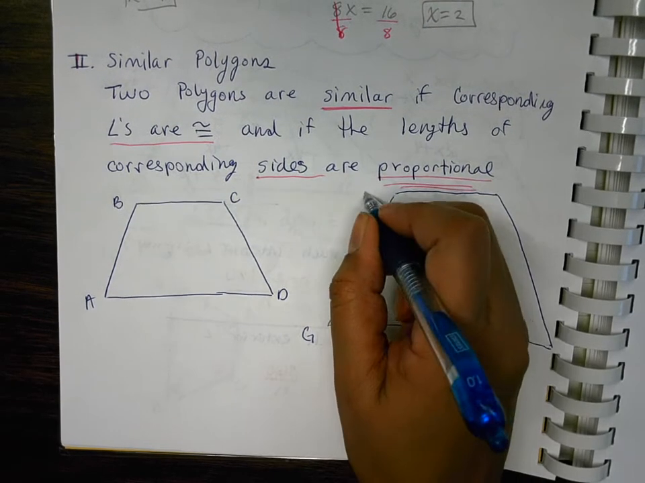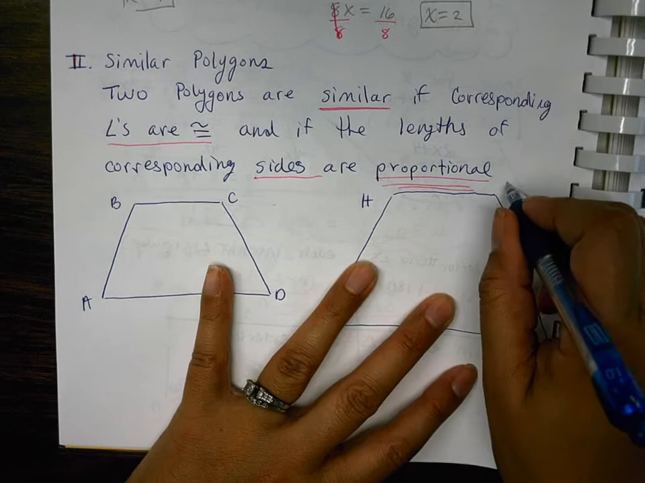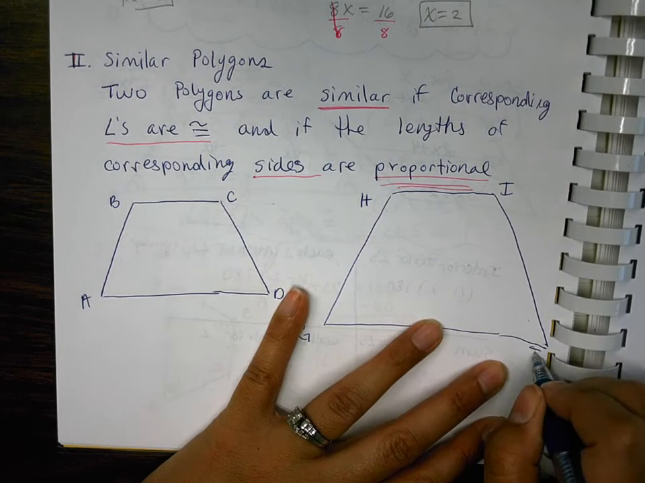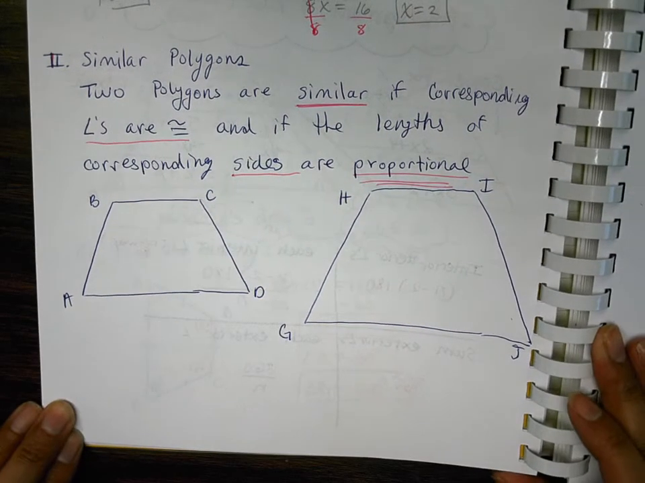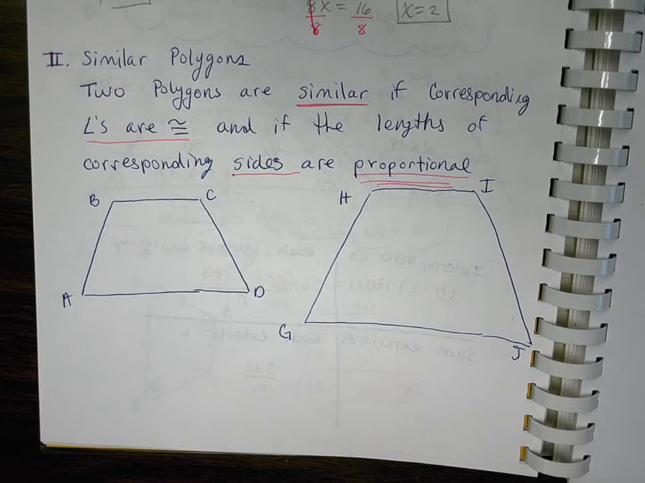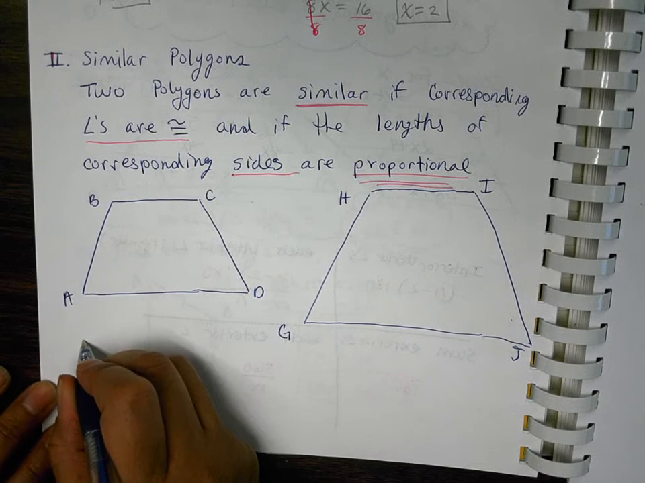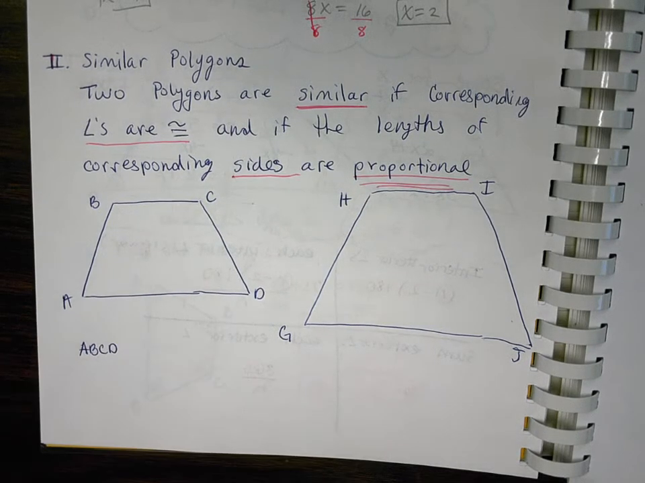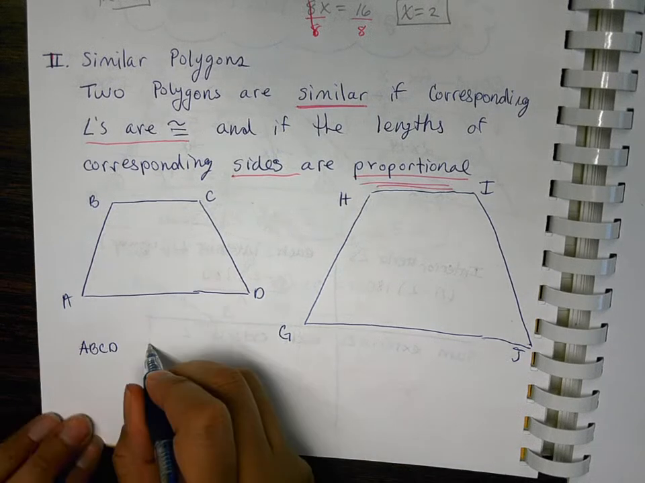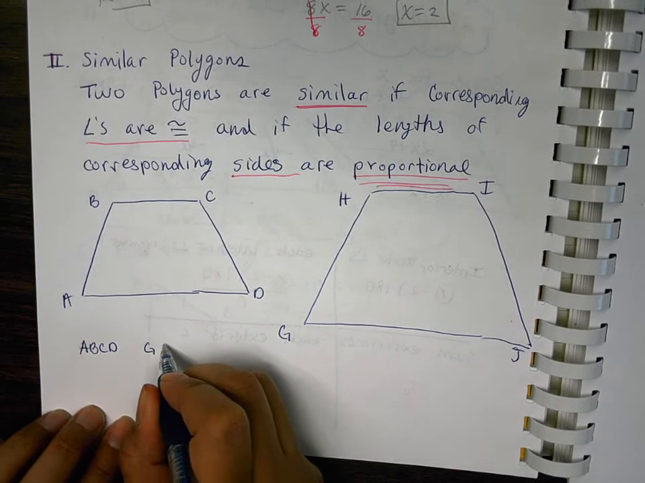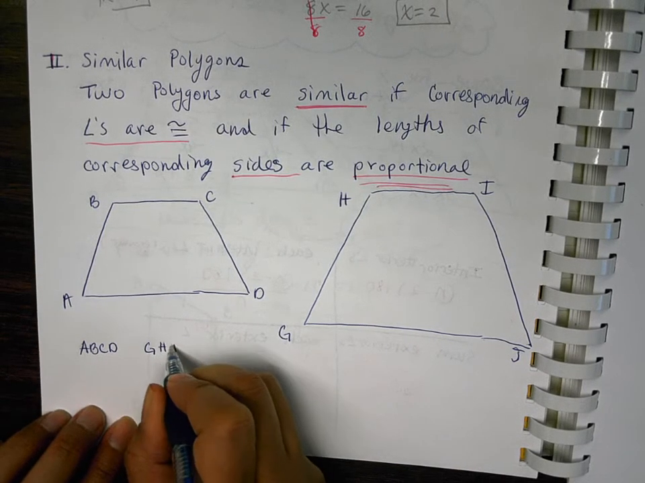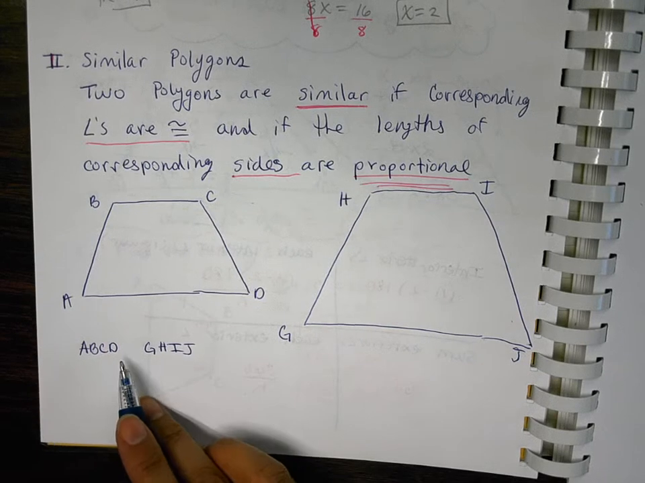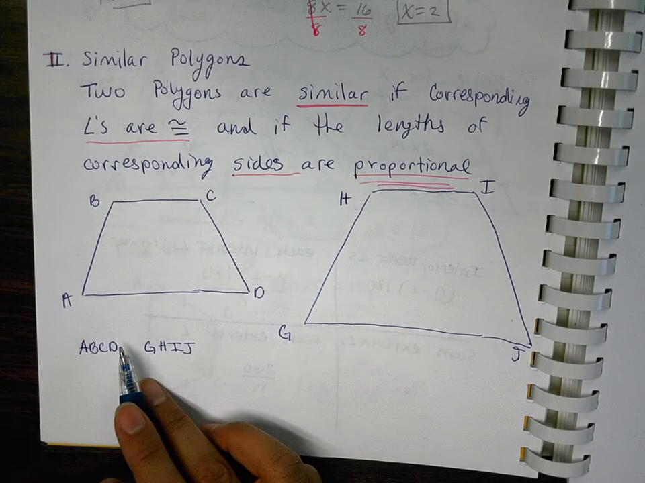G, H, I, J. Okay. Now I'm going to put here that A, B, C, D is similar, so leave a space there, to G, H, I, J. What notation do I put here for similar?